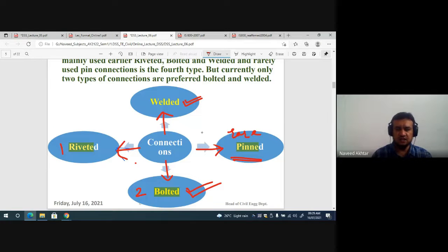And mostly the welded connection is used locally. And when we need to join the column with the base plate, we go for the bolted connection.